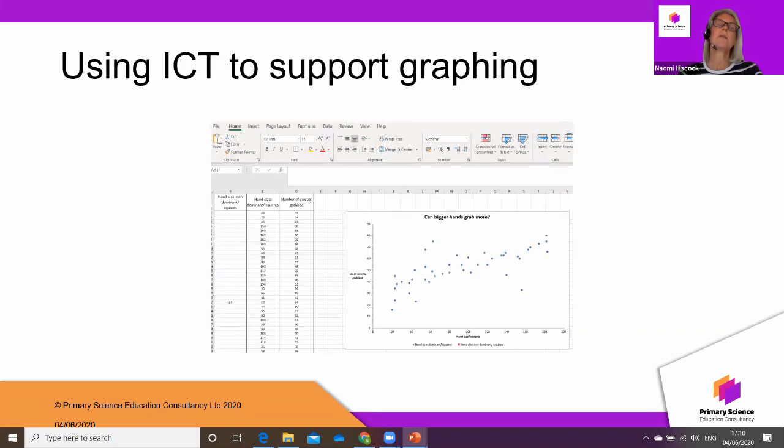Using ICT can also help with this, particularly with scatter graphs or where you've got lots of data. So you can see here we were measuring the size of people's hands by them putting them onto a grid and counting the squares that they covered, and then seeing how many sweets they could grab. You can see that you've got lots of data there, and using a spreadsheet or some simple software, it can very quickly produce that scatter graph for you without you having to do all the plotting. So that's really useful.